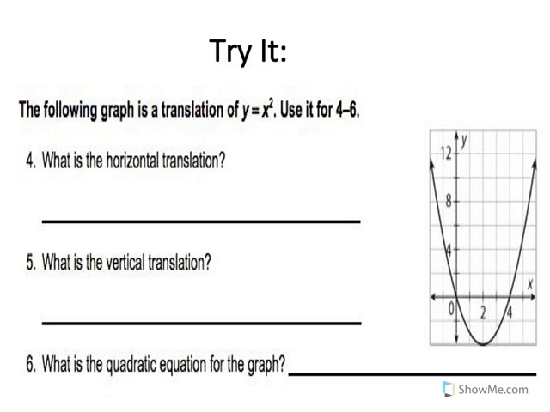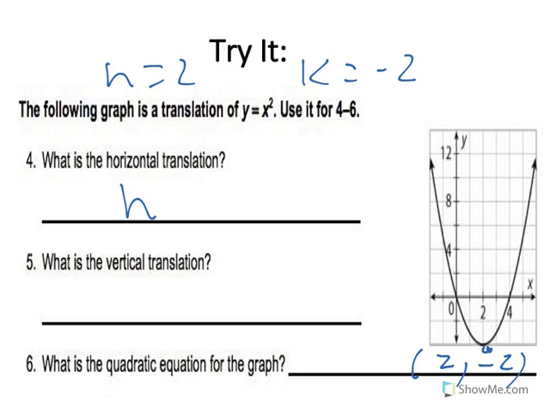Okay, so here we're given the parent function and the graph, and we are to write the function for our graph. So first I want you to identify your vertex. So the vertex is this point here, so then it's at 2, negative 2. So that means that our h is going to be 2 and our k is going to be a negative 2. So what is the horizontal translation?